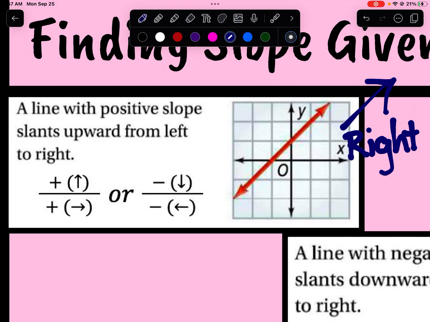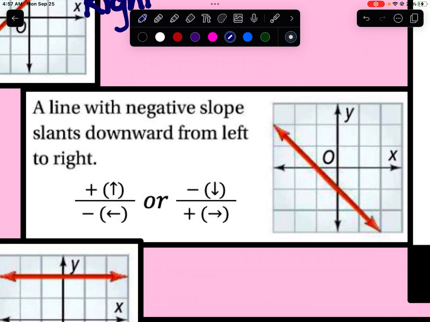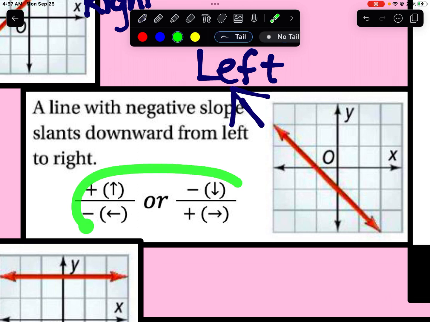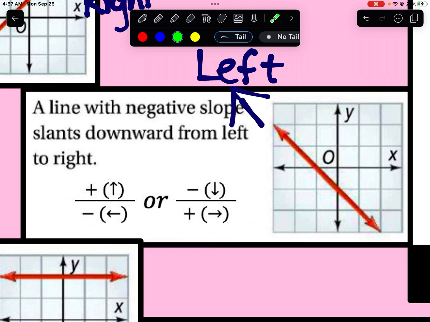A line with a negative slope slants downward from left to right. That one goes off to the left on the top. And here, to make a negative fraction as our slope, you just need one way to be positive. So you can go up and left, or you can go down and right. Here's up and left. Here's down and right.